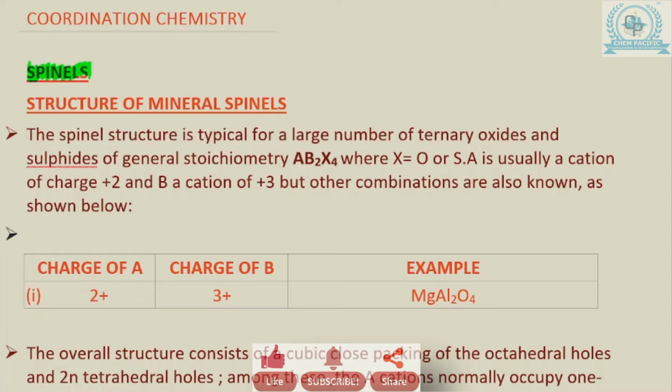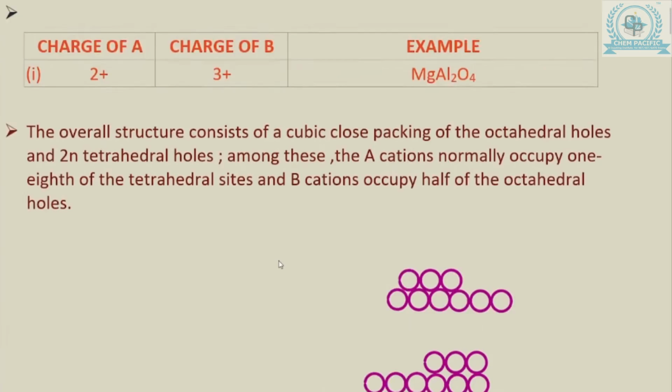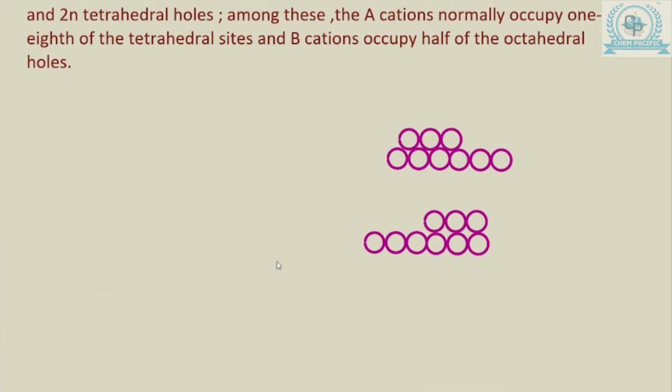Now let's get started. Before we start Spinels, let's understand very well what Spinels mean and how they are formed. So Spinels actually consist of cations and anions. Anions may be in the form of sulfides or mostly in the form of oxides.